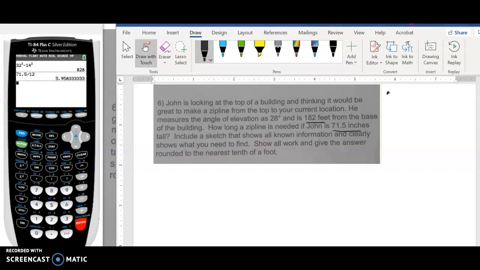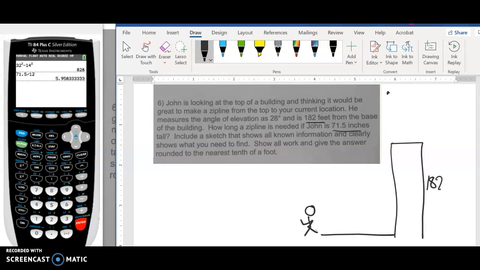All right, for this one, I would draw John, and his distance from a building. It should tell you he's 182 feet tall. They tell you he's 71.5 inches, but they're asking you for your final answer to the nearest tenth of a foot. So I would actually write his height over here.